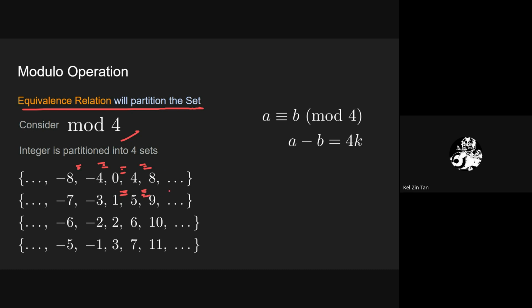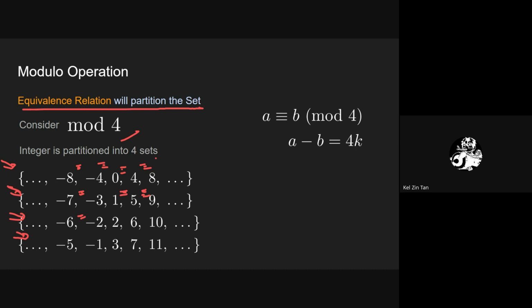5 is also congruent to 9. The reason being that 1 divided by 4, the remainder is 1. 5 divided by 4, the remainder is also 1. So these are all congruent to each other, and so on. So everything in this set is equal to each other.